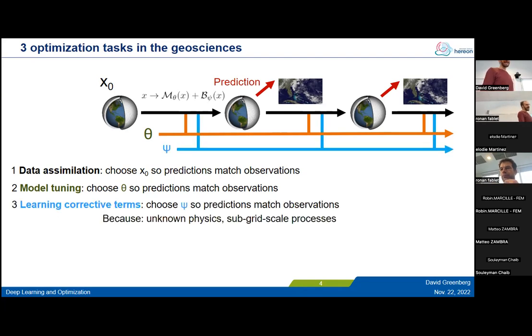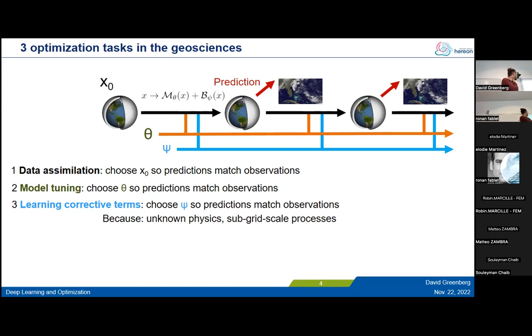We want to choose the parameters of our simulation models, which are generally few in number and physically interpretable. And the third, I think, most ambitious task, and indeed there's been a lot of work from this research group too on this, very successfully, I think, is learning corrective terms. So the idea being that we don't only want to tune the models we have, but we want to add additional terms to their time stepping functions or differential equations to get a better match from predictions to observations.